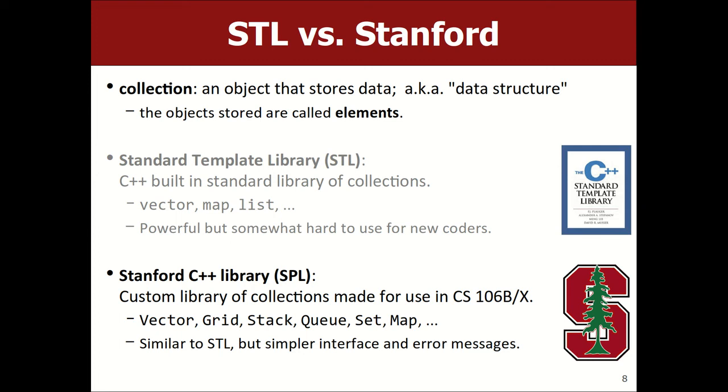In C++, there is a library of collections that comes with the language. It's called the Standard Template Library, STL. It's pretty powerful. It does a lot of cool stuff. The people who built this course, which precedes me here at Stanford, decided that this built-in set of collections was hard for students to learn. It didn't give you very good error messages if you did something wrong. It had certain things that were easy to cause crashes and bugs. They felt it wasn't very good for learners. So we made our own set of collections here at Stanford, which we called the Stanford C++ Library, the SPL instead of STL, because that's not confusing at all.